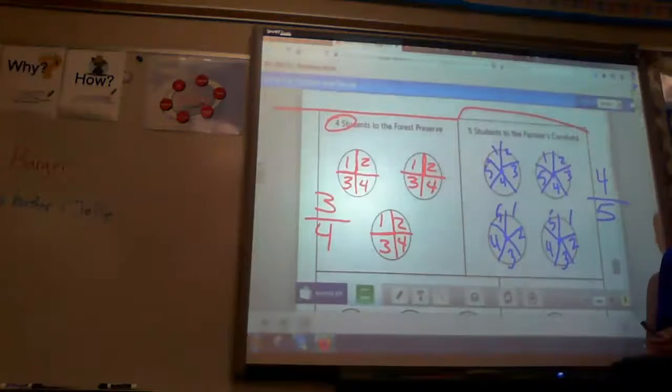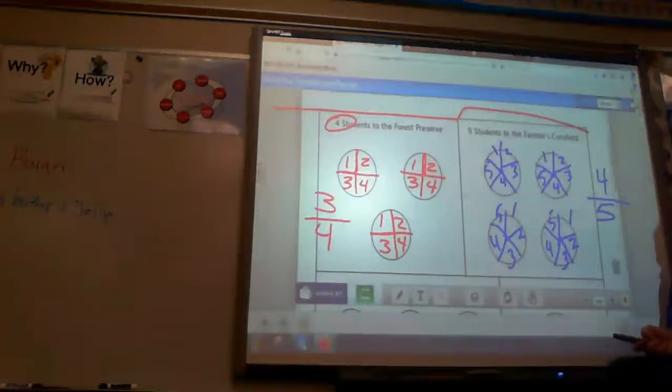Now, if the question said, how many slices are there, or what fraction of the slices do they get? Then it would be 4/20ths, right? But that's a different question. We're asking how much of one pizza do they get? Make sense? Because the pieces are going to be different. The only way to compare them here is that the slices are different, but the pizzas are the same.